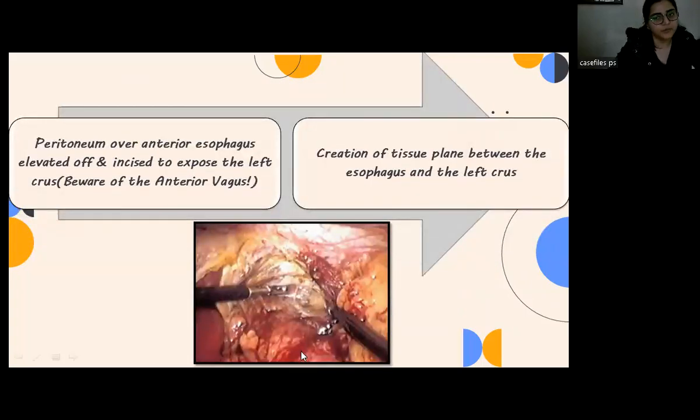After this, the peritoneum over the anterior esophagus is elevated off, and we have to be very careful during this because the anterior branch of the vagus is right there, and while exposing the left crus of the diaphragm, we might injure the same. Then we try to create a plane between the esophagus and the left crus.